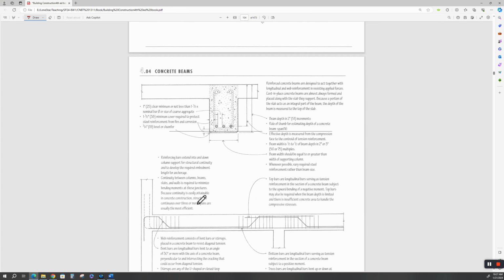Okay, concrete beams, reinforced concrete beams. Now he gives you some rules of thumb. Okay, here he says you want a clearance of 1.5 inches minimum cover to protect the steel reinforcement for fire and corrosion. Now this is exposed to either the interior of a building. This is not concrete on grade.